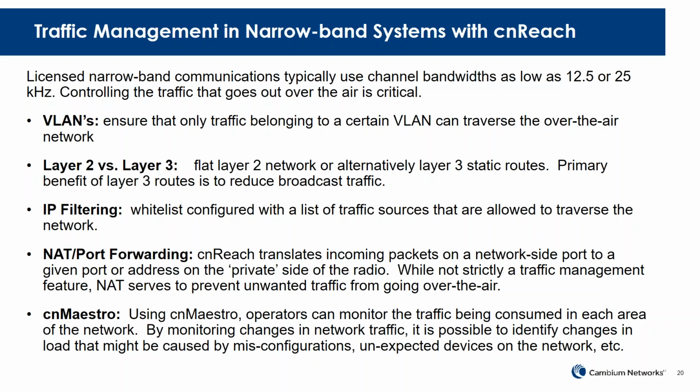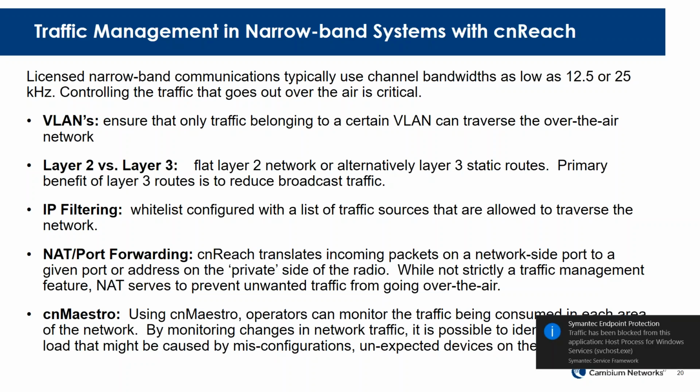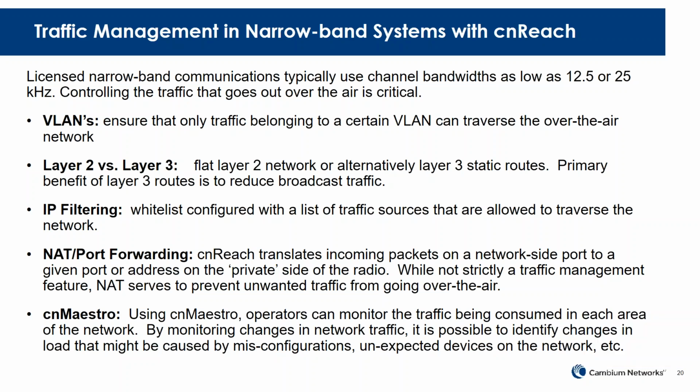So one of the new features in 0110 is IP filtering. In this case, I can add a whitelist of approved servers or approved traffic sources, and anything that's not coming from one of those approved sources will be dropped at the radio interface. So for example, I could put just my SCADA master into the whitelist, and anything else that attempts to traverse the network would get blocked, or that traffic would get dropped.